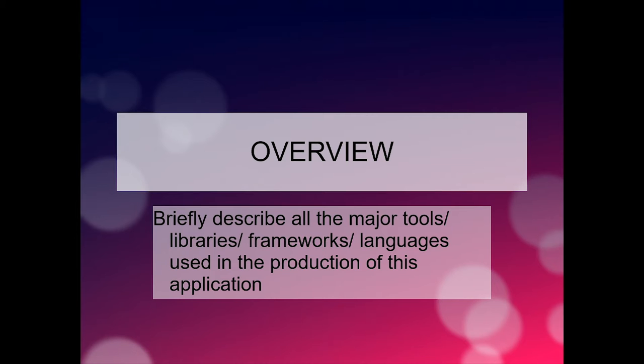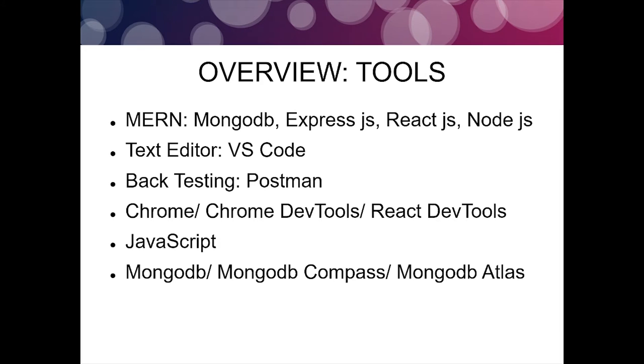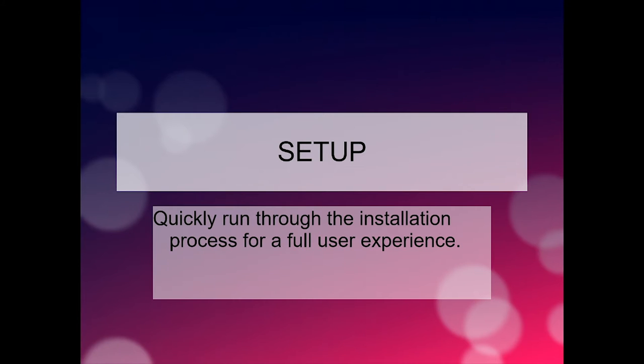Here we will have the overview. The overview here, as you can see, are the tools that we have used throughout creating this application, such as the MERN stack, which includes MongoDB, Express.js, React.js, and Node.js. We have a text editor, which is Visual Studio Code, also known as VS Code. We used Postman for backend testing, and now let us begin the setup.